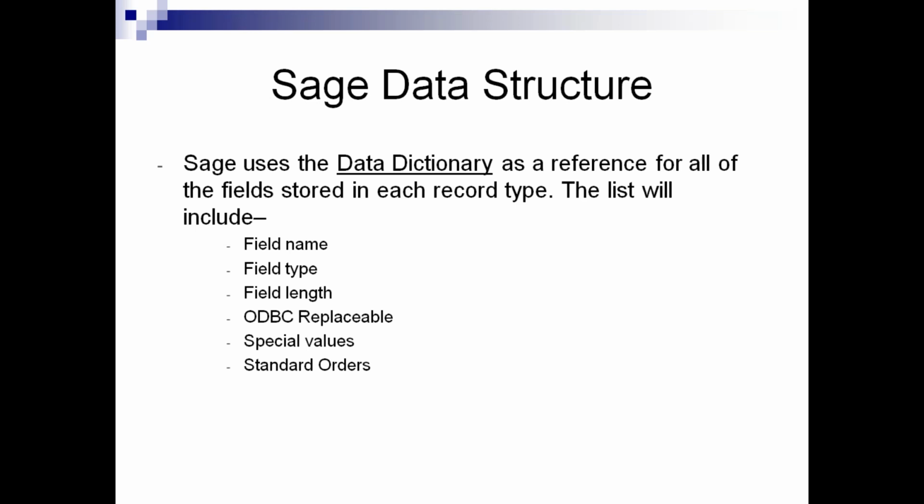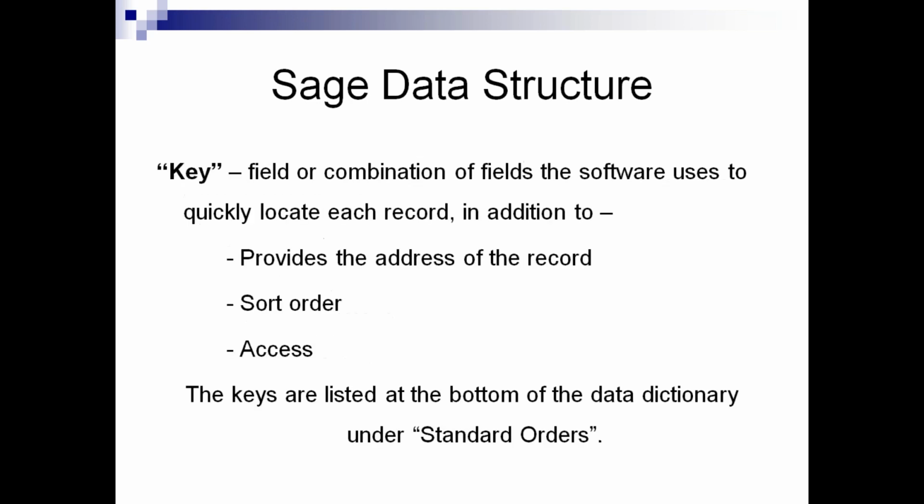Sometimes we call it a standard order, sometimes we call it a key. It's basically kind of the address of how the software is going to find the information that you're pulling onto the report. So again, that key, it can be a single field or it can be a combination of fields as to how the software gets to that record.